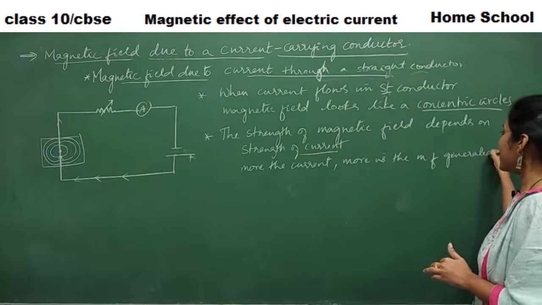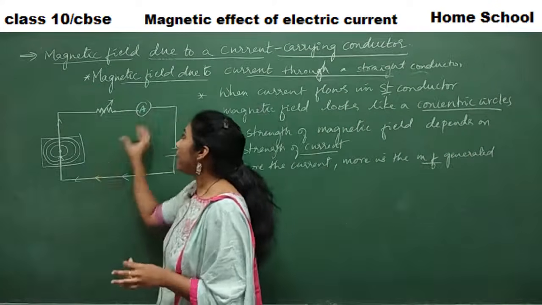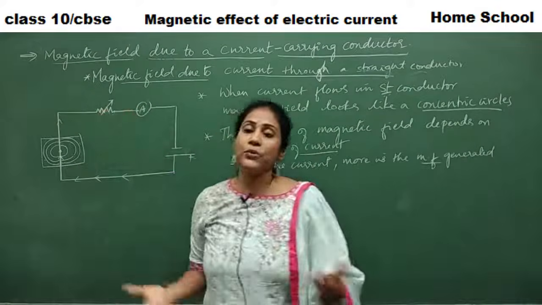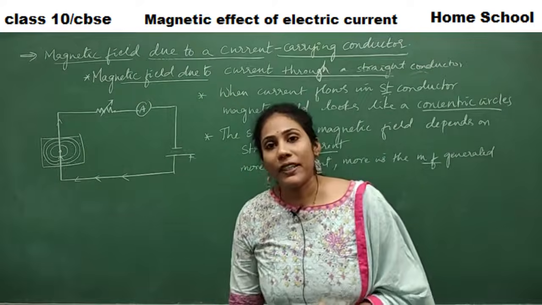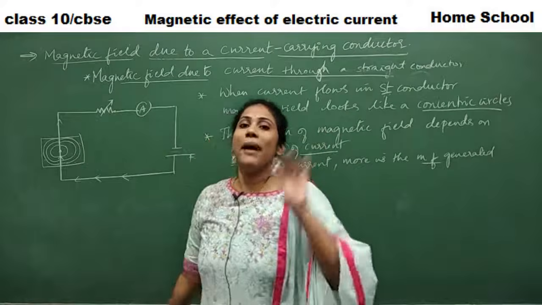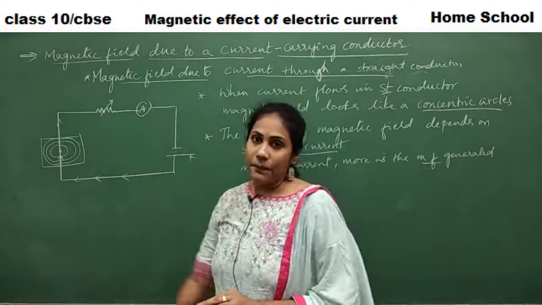MF, in the sense, magnetic field. So you would observe more concentric circles when you have given more current, when more current is produced in a circuit. So this point is very, very important: the strength of the magnetic field, the power of the magnetic field, is directly proportional to the strength of the current.